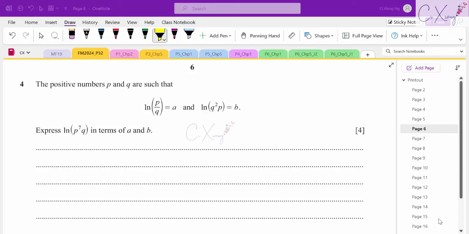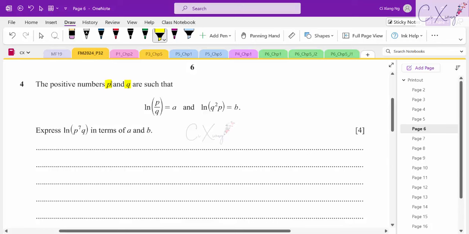Okay, so question number 4. The positive numbers p and q. So remember, the p and q values are positive values, yeah? Such that ln p over q equals to a, ln q squared p equals to b. They want us to find out ln p power 7 q in terms of a and also b. Okay, so first of all, we should start from the information, the equations given by the question first. I start from this part.